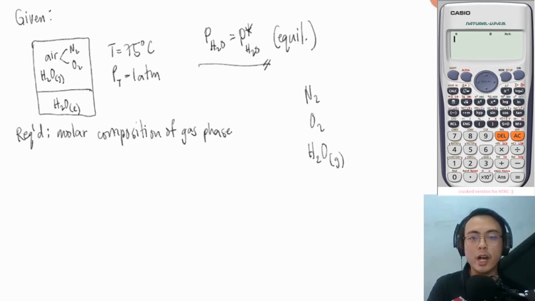The question is, how do we determine the composition of this gas phase? You're only given 75 degrees Celsius and 1 atmosphere. You're not even given the amount of water. So how do we do it? Let's first start with the equilibrium condition. In our equilibrium condition, we say that the partial pressure of water is equal to the vapor pressure of water. Do we have an equation to determine the vapor pressure of water? We have. That's the Antoine equation.